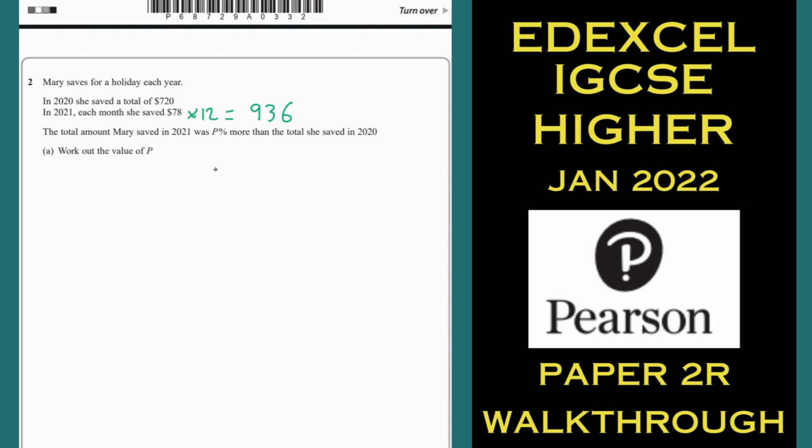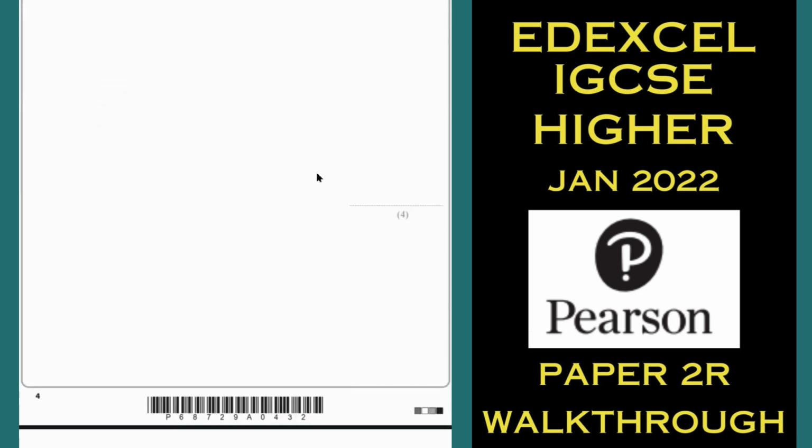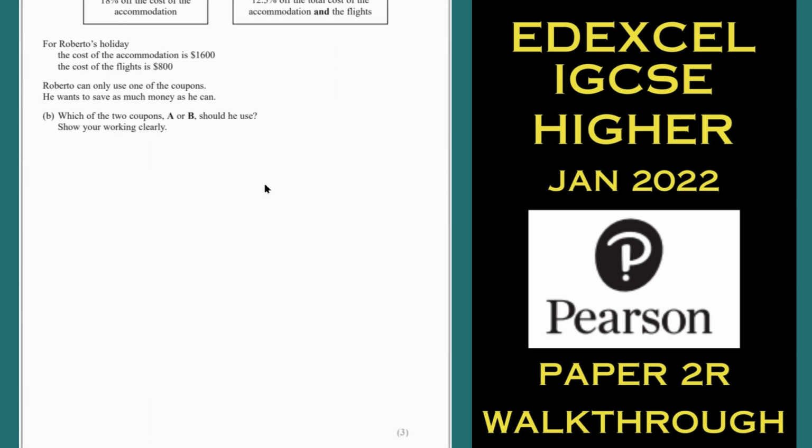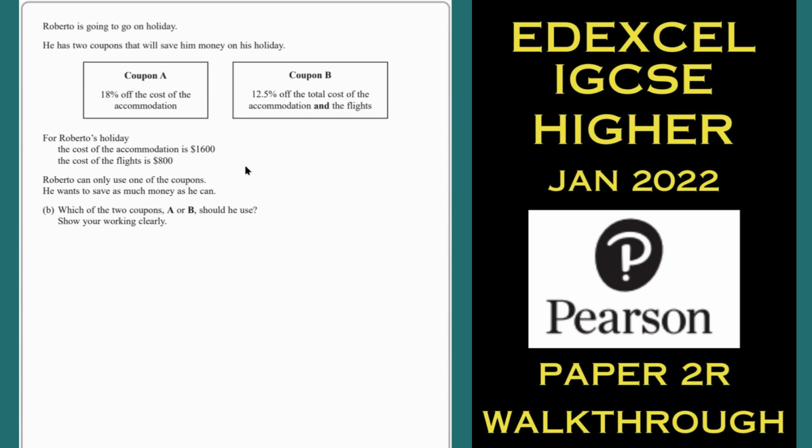Well, percentage increase is actual increase. Do a subtraction, divided by the original amount, multiplied by 100, giving you another nice 4 marks. It's a 30% increase. Part B, standard comparing two different things.